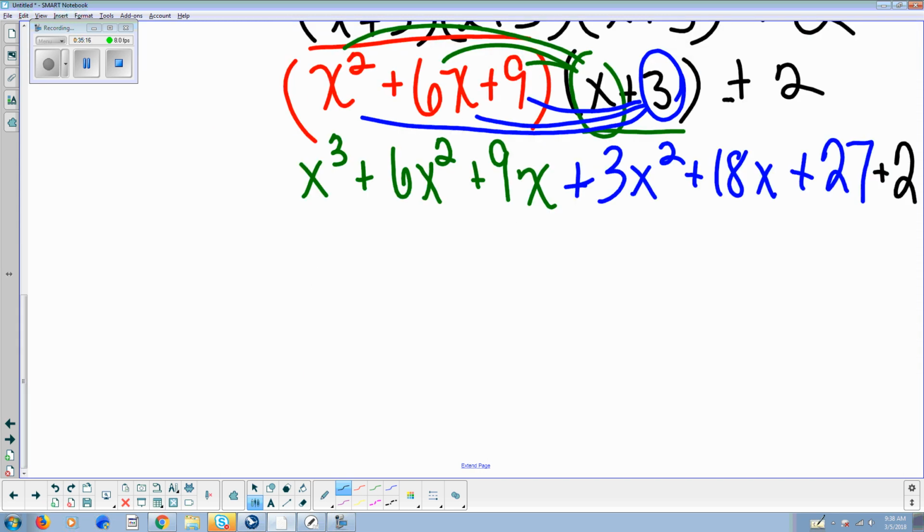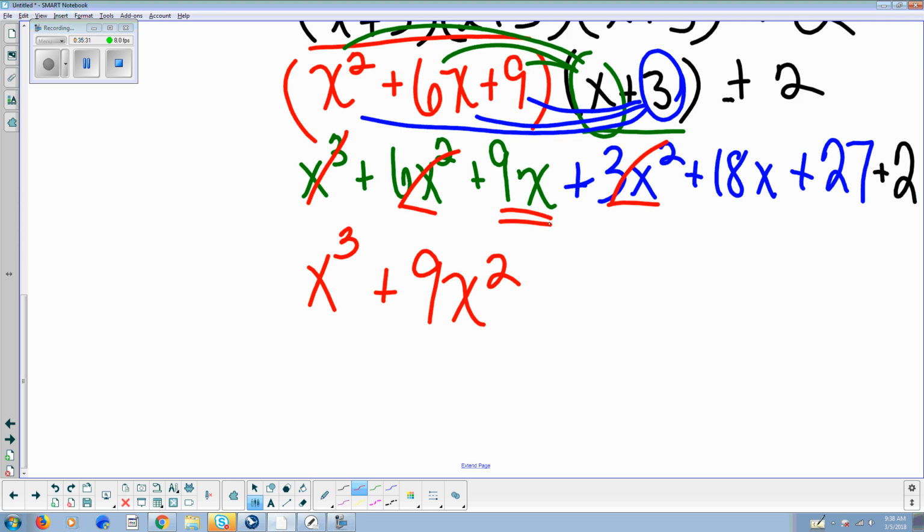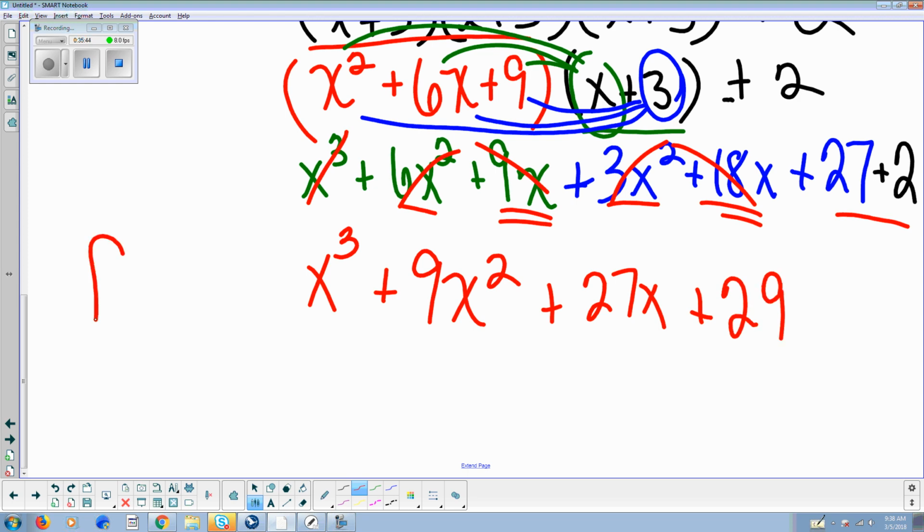Last, I'll combine all like terms. So, x cubed has nothing to combine with it. We're done with it. 6x squared combines with 3x squared. That's 9x squared. And I'm done with x squareds. 9x combines with 18x to give me 27x. I'm done with those. And then 27 plus 2 combines to be 29. So f dot g of x, whew, is that? It's not horrible, it's just a lot of work.